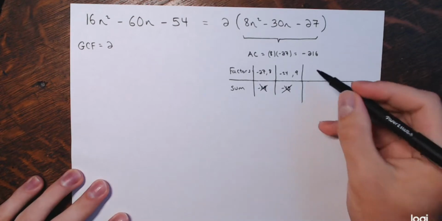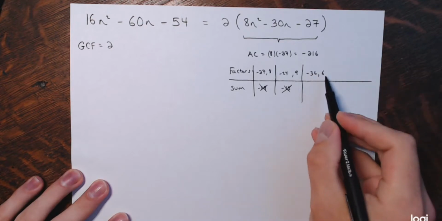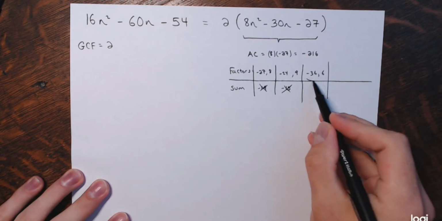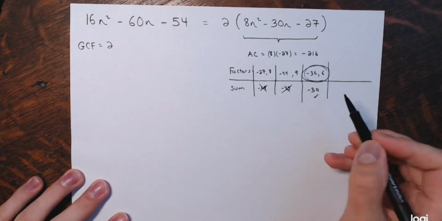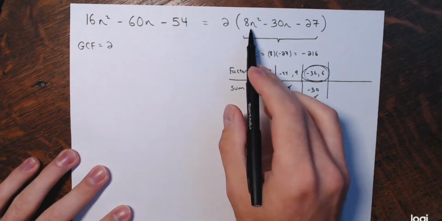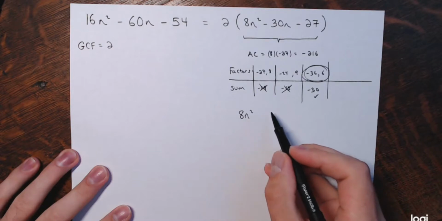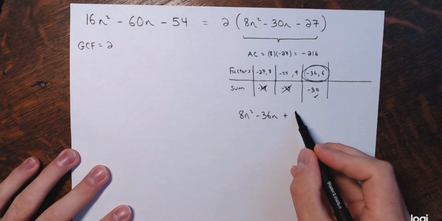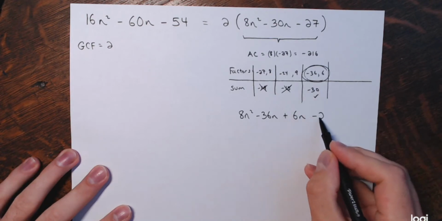Okay, so I thought about it for a second and came up with negative 36 and positive 6. That'd be 180 and 36 is 216. Negative 216. These multiply to be negative 216 and add up to be negative 30. So that's the pair of factors I want. So I'm going to rewrite this 8n squared minus 30n minus 27 as 8n squared minus 36n plus 6n. That's the minus 30n using these two numbers. And minus 27, then we can group.